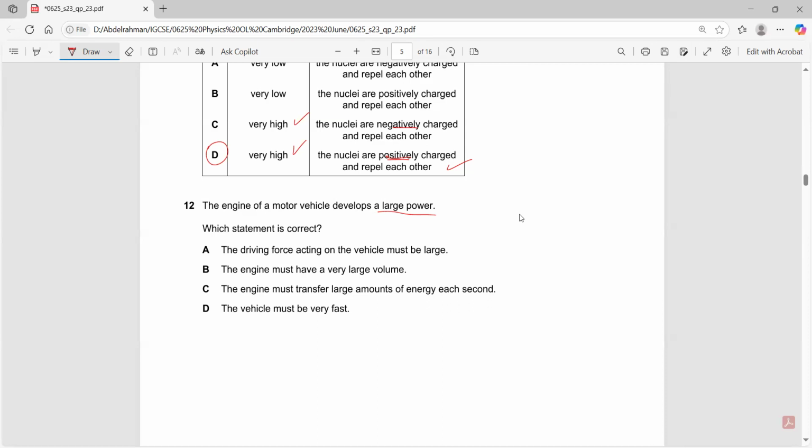So we're talking about the power. The engine must have a very large volume. It doesn't have to do with the volume. It must transfer large amounts of energy each second. Yes, energy per unit time. Energy per second. Yes. Okay.